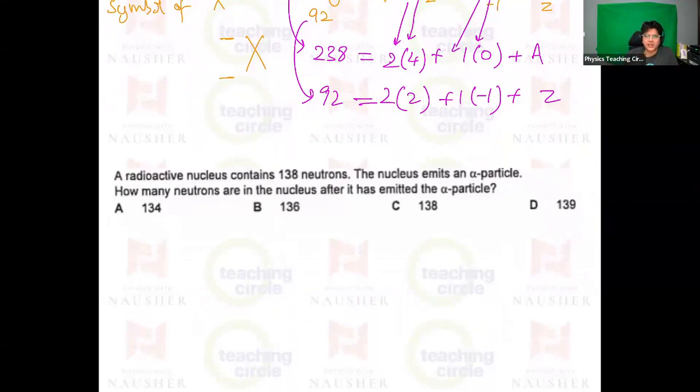Let's look at this question. What answer did you all get? Amazing, no problem, Fatma. I hope everybody is clear as well, the rest of you. Look carefully at this question. A radioactive nucleus contains 138 neutrons. The nucleus emits an alpha particle. How many neutrons are in the nucleus? What are they asking you for? Are they asking you for the mass number, or are they asking you for the number of neutrons?